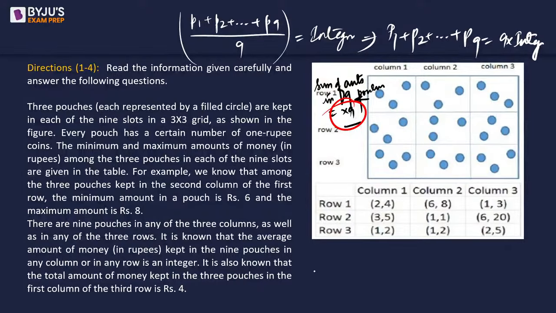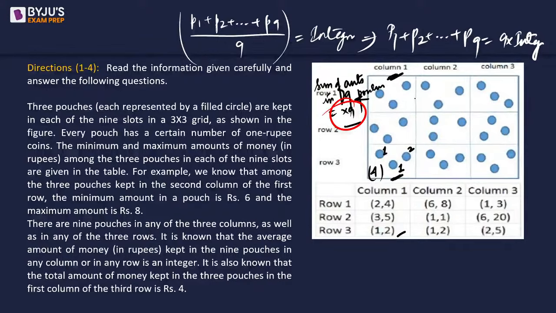It is known that the total amount of money kept in the 3 pouches in the first column, so we are talking about the first column of the third row, is rupees 4. Okay, total money 4 rupees. Total is 4, so if we have 1, 2, so the possibility is 1 is 1, another is 2, so 3 is done, we need 4, so it's going to be 1, 1, 2. Okay?